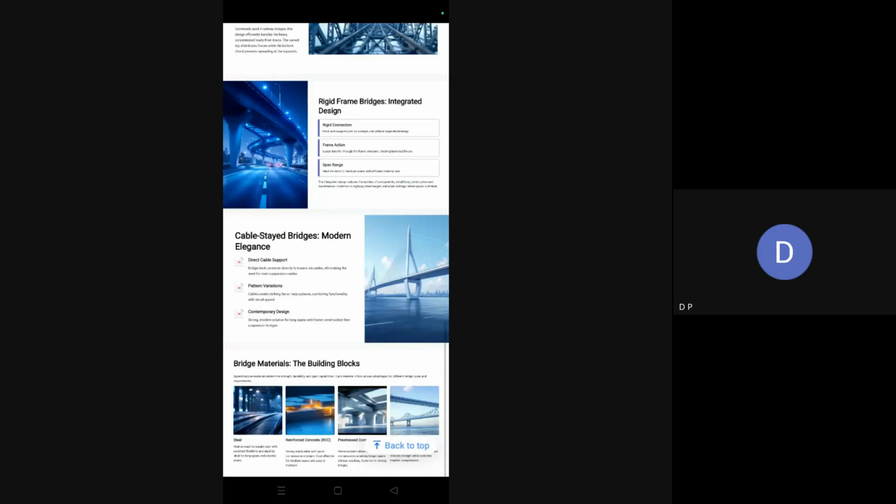The integrated design reduces the number of components, simplifying construction and maintenance, commonly used in highway interchanges and urban settings where space is limited. Cable-stayed bridges, modern elegance. Direct cable support: the bridge deck connects directly to the tower by cables, eliminating the need for main suspension cables.